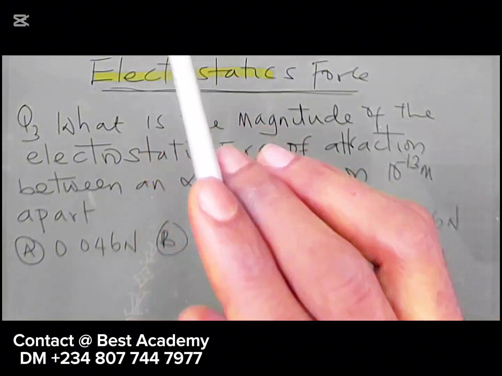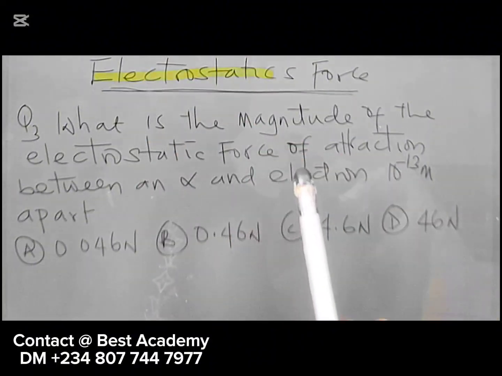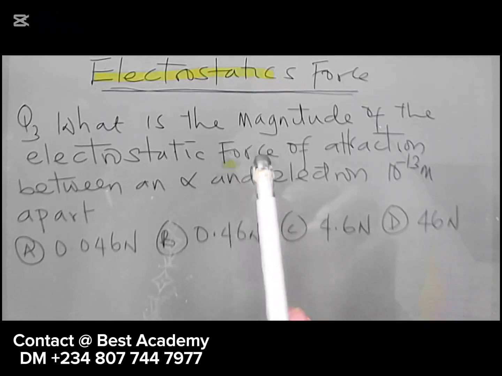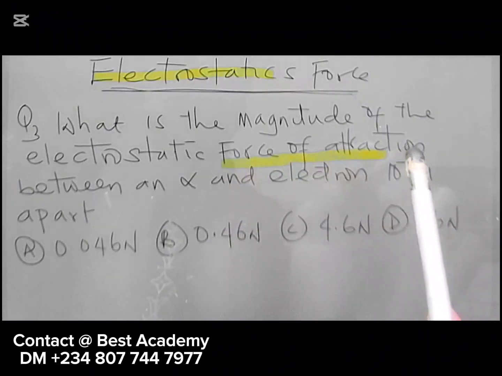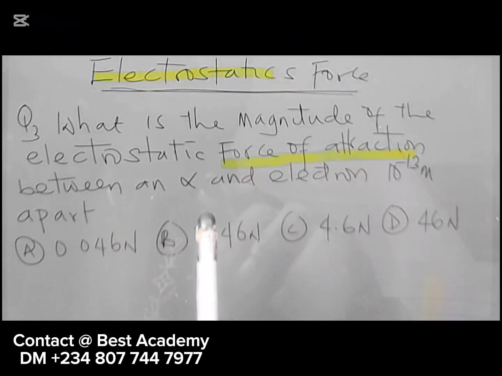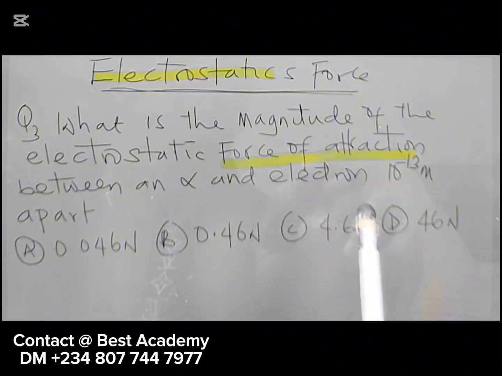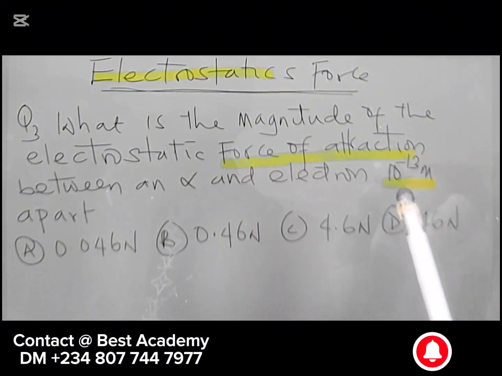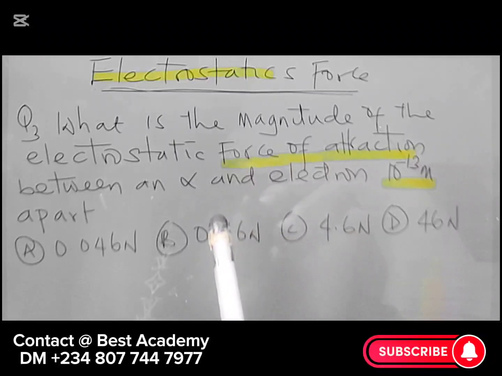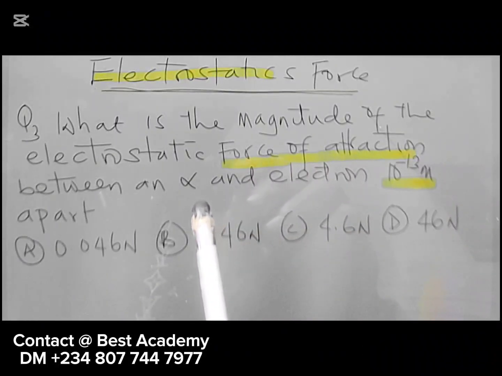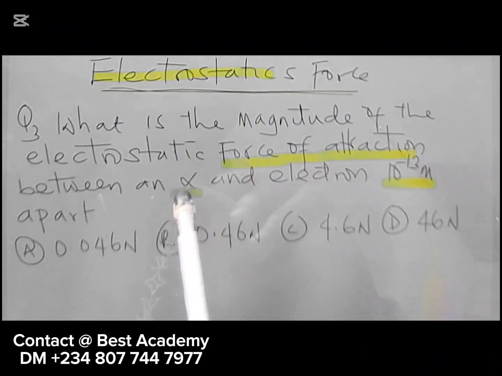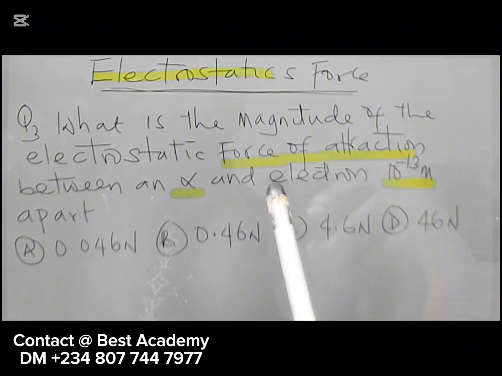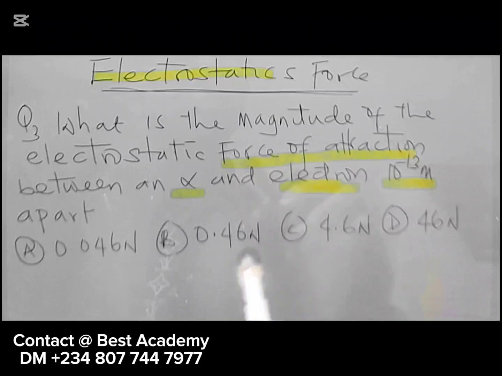We are asked to find the magnitude of the electrostatic force, that is, the force of attraction, between an alpha particle and an electron. The distance apart is given here. So we have to understand what an alpha particle is in terms of charge, and what an electron is in terms of charge.